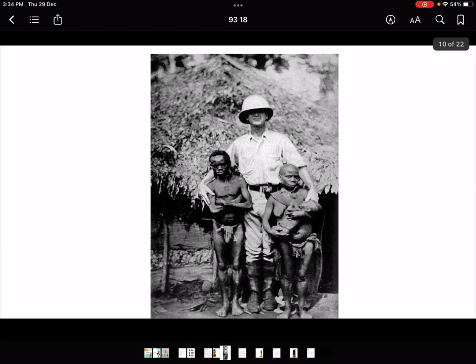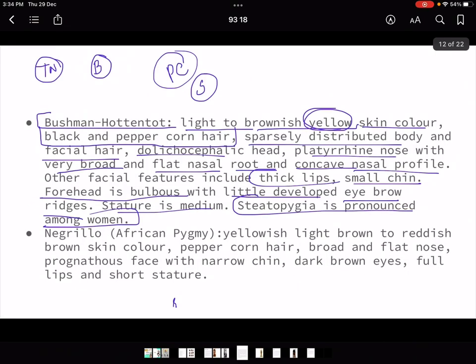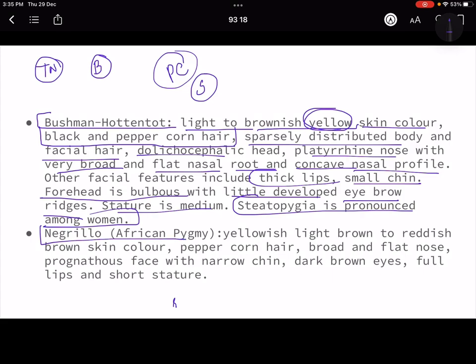And these are the pygmies. Next we are going to study about pygmies also. I'll bring you back to this picture. Now let's go back. Bushman Hottentot समझ आ गया. Then comes the last category of African subcontinent, the African pygmies. ठीक है. और जिनको नेग्रीलो बोलते हैं. So they also have yellowish light brown to reddish brown skin color, peppercorn hair. Peppercorn आप याद रख लो, Bushman Hottentot and negrilos में होता है.